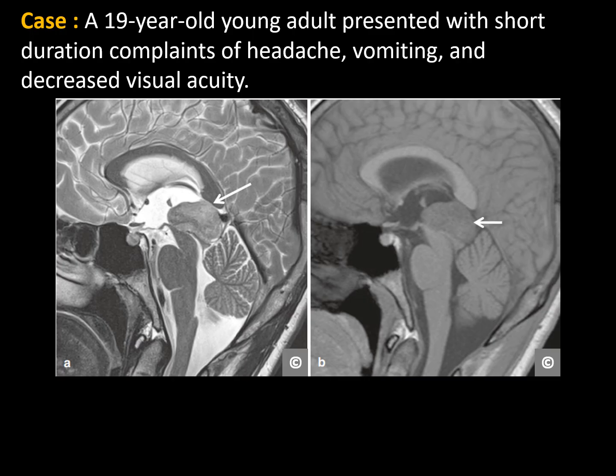We received this case of a 19-year-old young adult who presented with short duration complaints of headache, vomiting, and decreased visual acuity. Now, this is a large, well-defined lobulated oval mass in the pineal gland bulging into the posterior aspect of the third ventricle. It shows intermediate signal intensity on T1 as well as T2 weighted images with patchy hypointense areas on GRE sequence to suggest intralesional microhemorrhages.